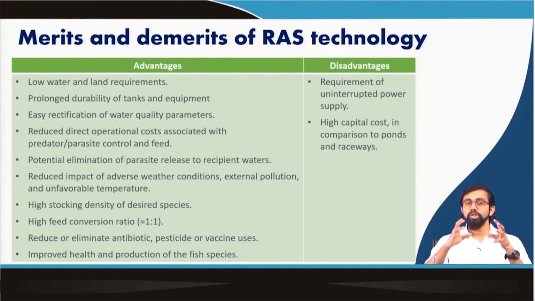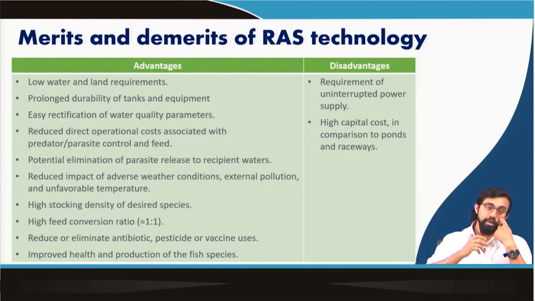You know what feed conversion ratio is, right? It is the amount of feed the aquatic species is taking and what portion of it is actually converted to its biomass. That is called the feed conversion ratio. So that is also very high in this particular case. It reduces the requirement of antibiotics, pesticides, or vaccine use in the system. It improves the health and also the production of the fish species or any cultured aquatic species that we are raising in the recirculating aquaculture system.